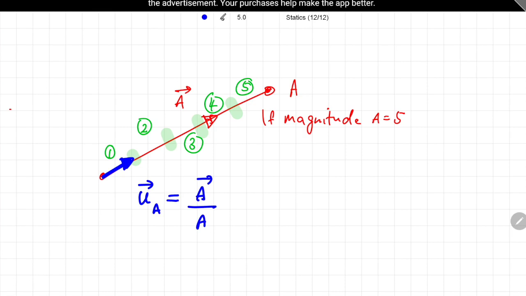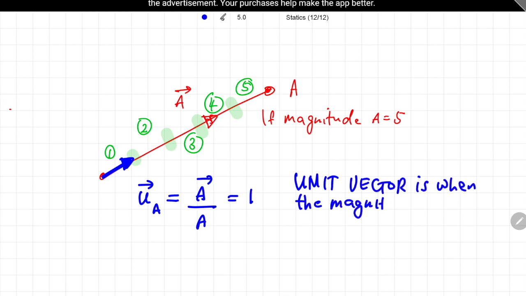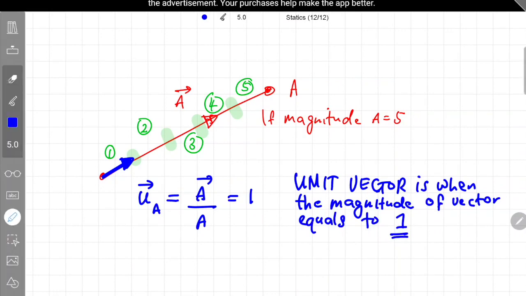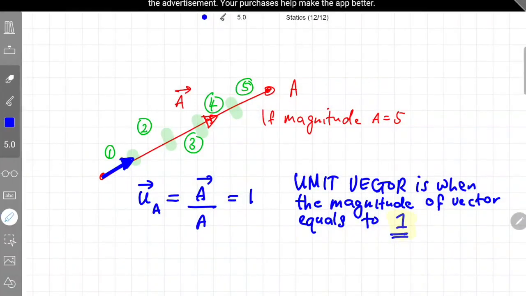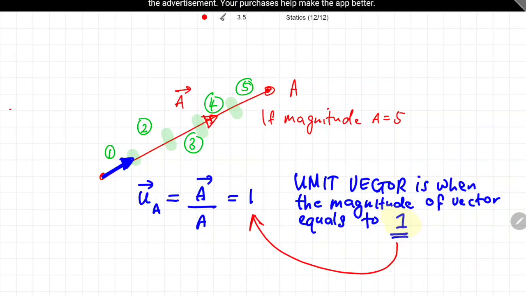So, if we calculate the magnitude of the unit vector, we will get a value of 1. So, that is the unit vector. It is a vector whose magnitude equals 1. Takkan lebih, takkan kurang, takkan jadi tempat perpuluhan. It will be exactly 1.